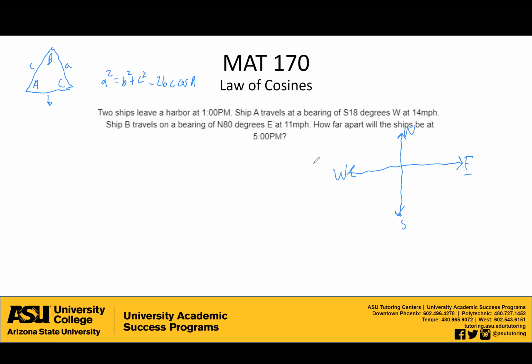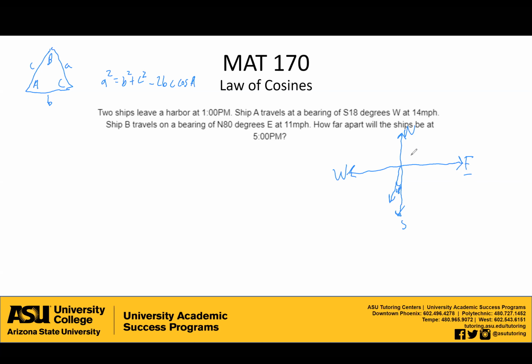First, let's go ahead and draw it out. For ship A, they're saying a bearing of south 18 degrees west. Essentially, that means they're going south, basically going southwest. So think of the south as traveling down the south axis here, and then the 18 degrees west is going to look something like this. So basically, this angle here is 18 degrees.